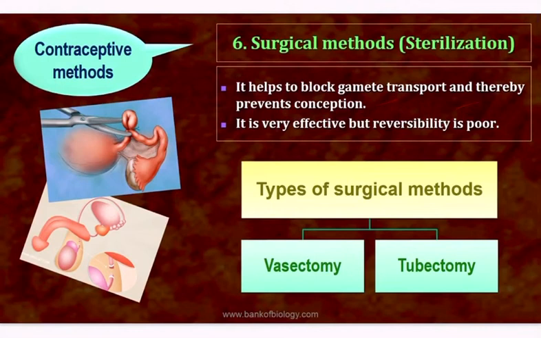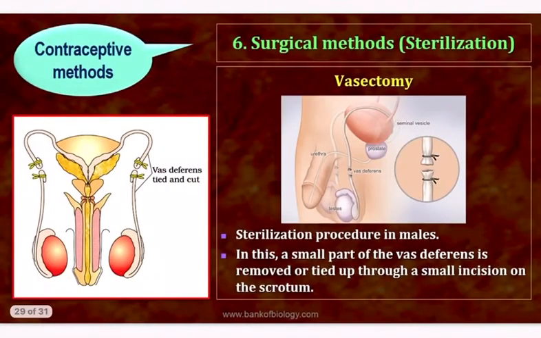So the two, one is the vasectomy, another is the tubectomy. As you know, tubectomy, fallopian tube in the female. So that fallopian tube, both on left and right, will be cut so that the ovum and sperm will not meet. In a vasectomy, the vas deferens in a male is cut, and that prevents the sperm entry. So surgical methods, we call it sterilization.